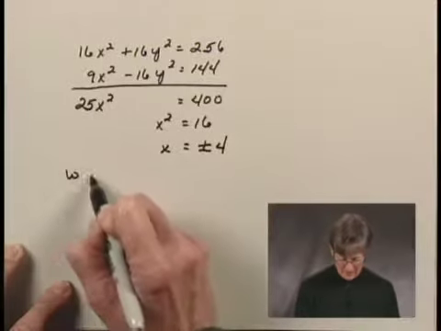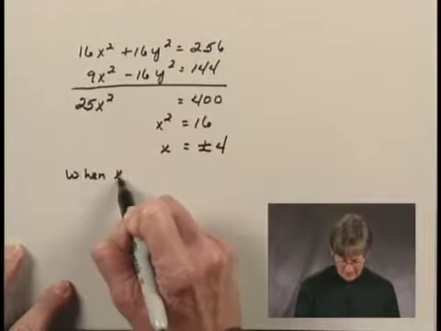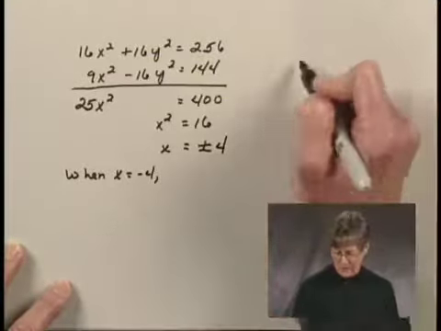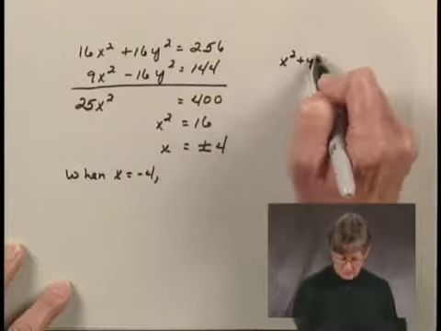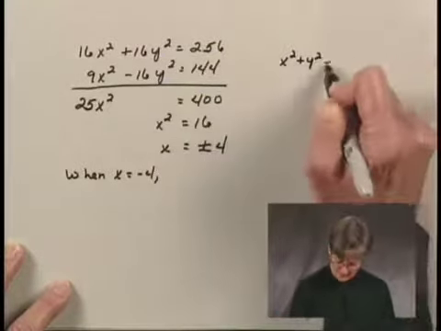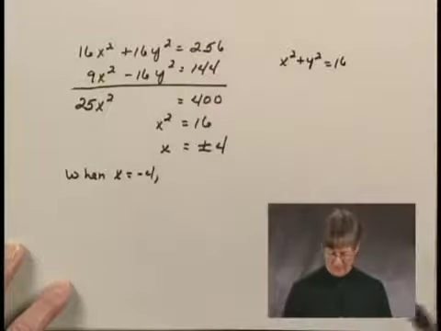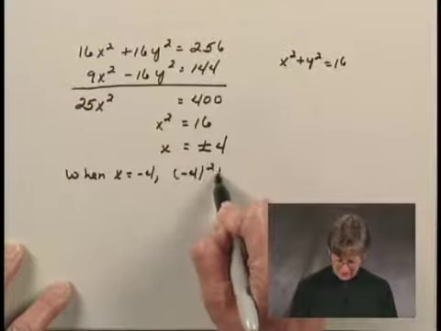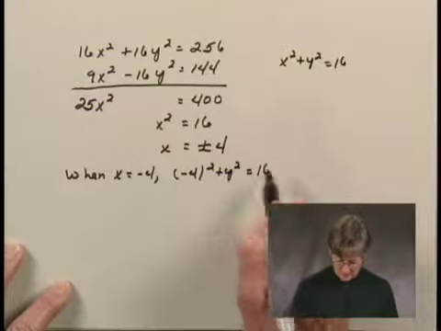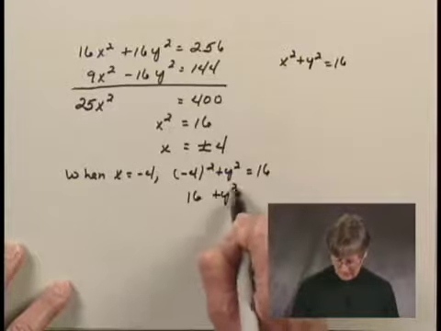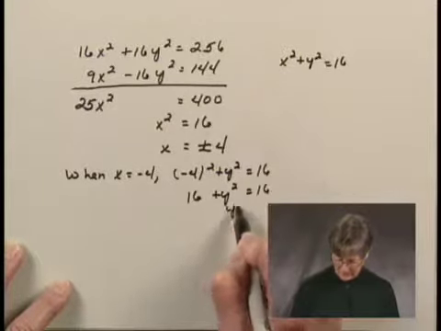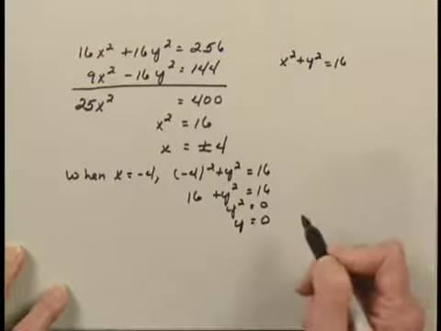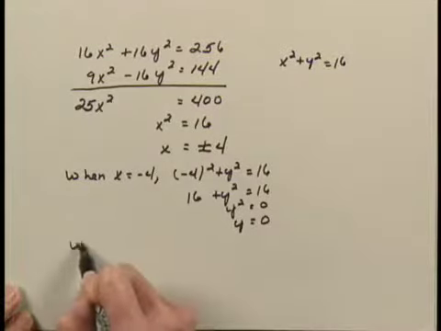Now let's find out what y is when x is each of these values. When x is negative 4, remember the first equation was x squared plus y squared equals 16. And we're going to use this equation to find y. When x is negative 4, we have negative 4 squared plus y squared equals 16, or 16 plus y squared equals 16, which tells us that y squared is 0, and when we take the square root, we get y equals 0. Now let's see what happens when x is 4.